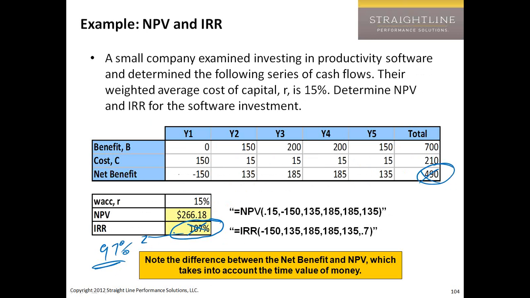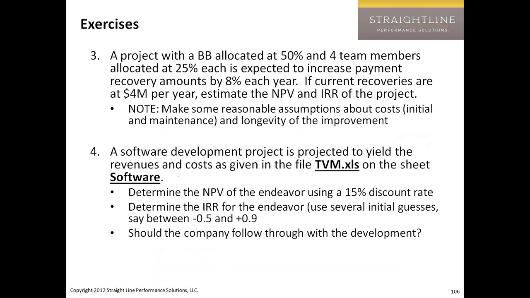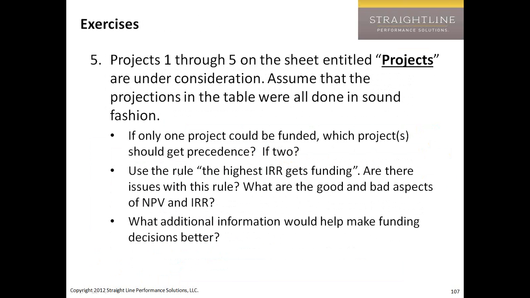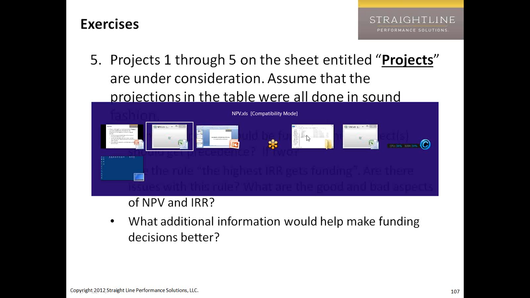To show that, let's go through the exercise that's given on page 107, which involves looking at 5 different projects. On this one, we've got 5 projects, and the net benefits are all given. We want to assume that the projects in the table were all done, or would be done, in sound fashion. If one and only one project could be funded, which project should get preference? How about if two? So let's take a look at how we might evaluate it.